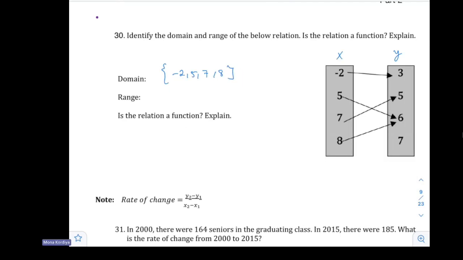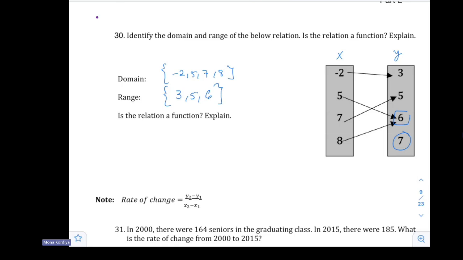What is the range? The range is all the images that were used, all the values of y that were used, and they are 3, 5, and 6. 7 is not used, so I will not write it. It's not an image of any element in the domain. As you have noticed, 6 is the image of both 5 and 8. It's repeated, but no need to mention it twice. You mention the element once in the set.